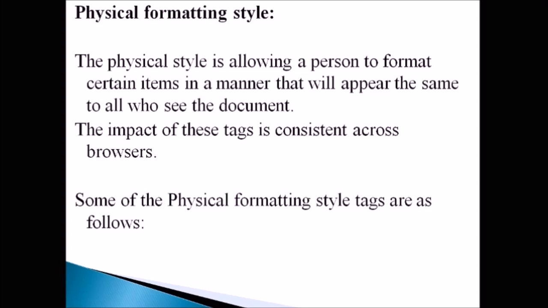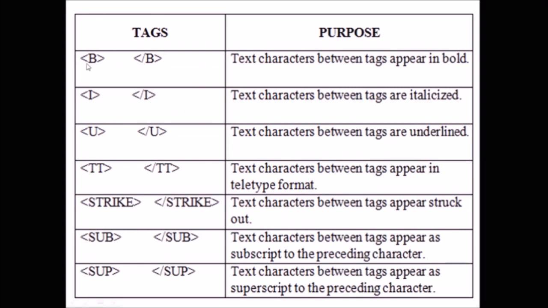Let us see some of the physical formatting style tags. The first tag is B, with its closing tag. The text given within this tag will appear in bold. The next one is I, which is used to make the text italic. The next one is U, which makes the text underlined. And T: characters between these tags will appear in teletype format.